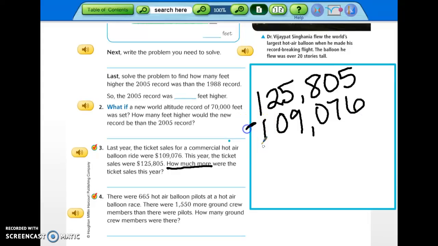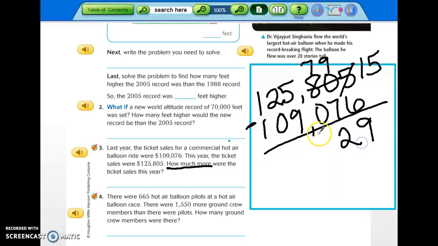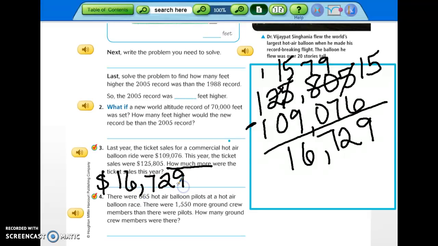Okay, so now I'm ready to subtract. 5 minus 6, can't do it. 15. Oh no, there's a 0, so I look here. This number is 80. 1 less than 80 is 79. So now I can subtract. 15 minus 6 is 9. 9 minus 7 is 2. Then 0. 5 minus 9 can't do it. That becomes 15. This becomes a 1. So $16,000 was more. They made $16,729 more.